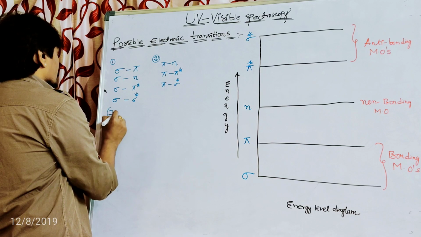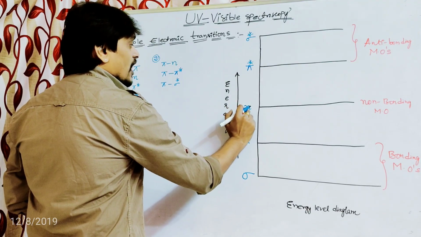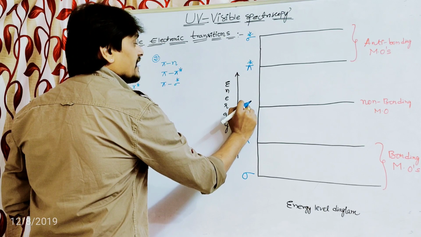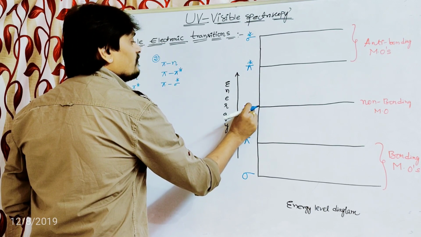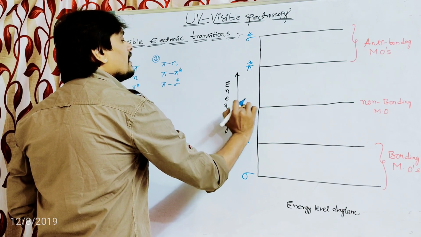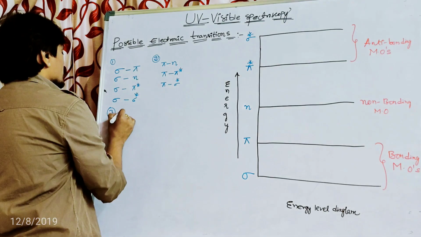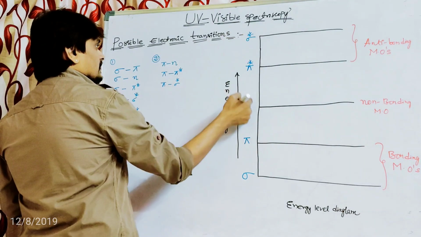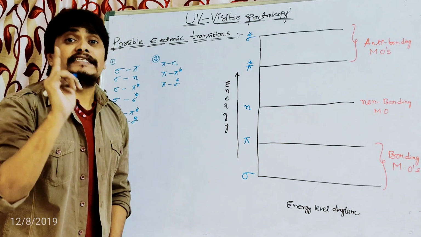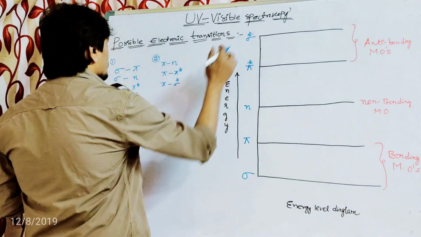Next, these are expected. So with respect to n, students. This is one particular molecular orbital. With respect to this molecular orbital, electronic transition is only possible from one particular level to the next level, not the below level. So we should not consider n to pi or n to sigma. The transition is possible from n to pi star and n to sigma star, students. These are the expected possible electronic transitions.